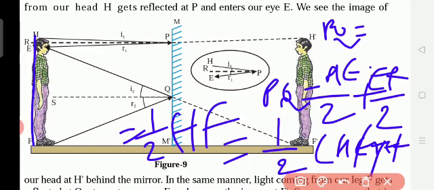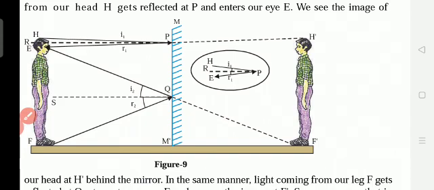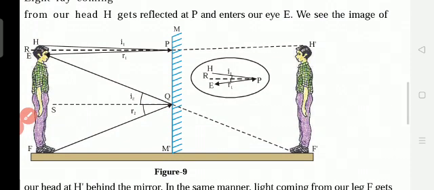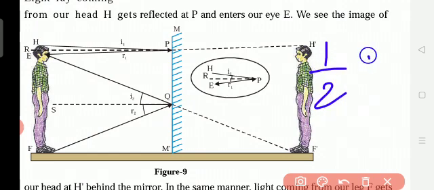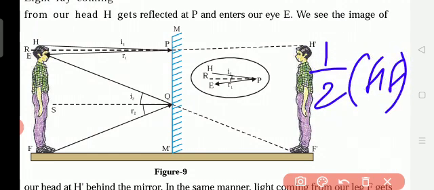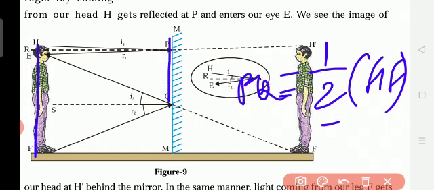Okay, so this half is coming from where? Where did we get this half? We get it from the PQ. Okay, so you understand this one. Just you take 1 by 2 and HF. This is the HF, and 1 by 2 is this PQ. So PQ is equal to half HF.